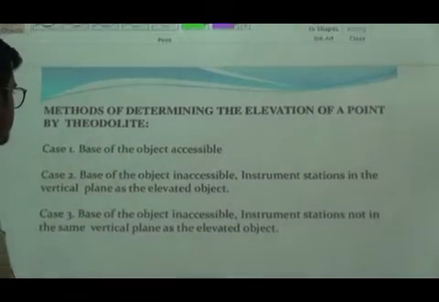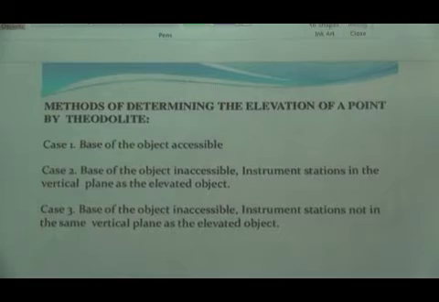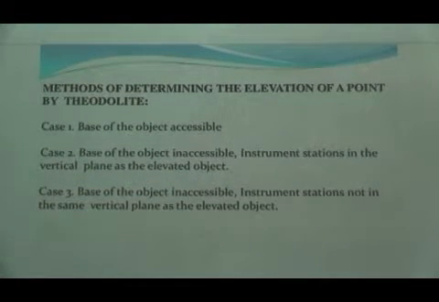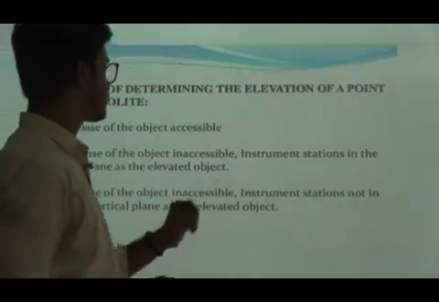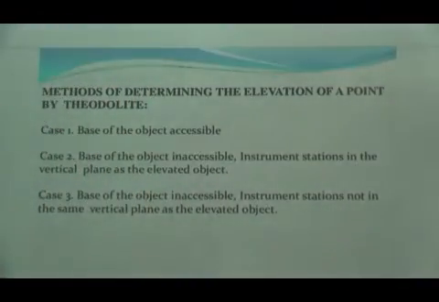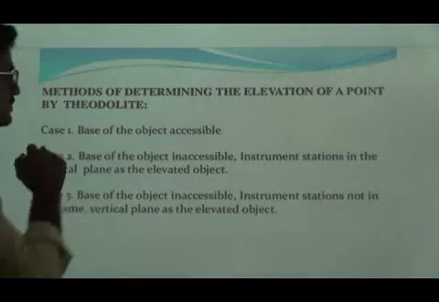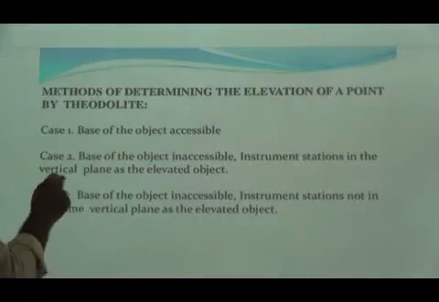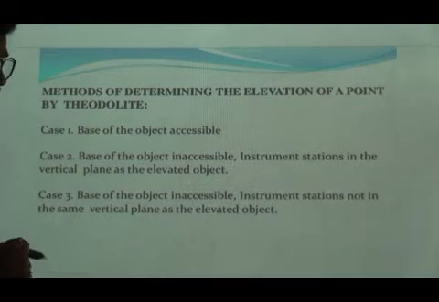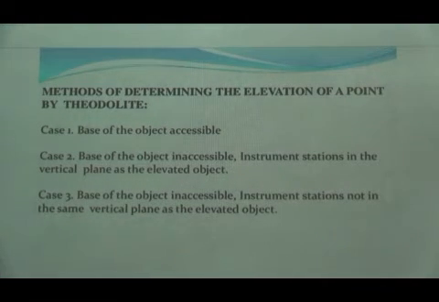There are three methods, as we all know. Case 1: base of the object is accessible. Case 2: base of the object is inaccessible, and in this case there are two types: instrument stations in the vertical plane as the elevated object, and instrument stations not in the same vertical plane as the elevated object.